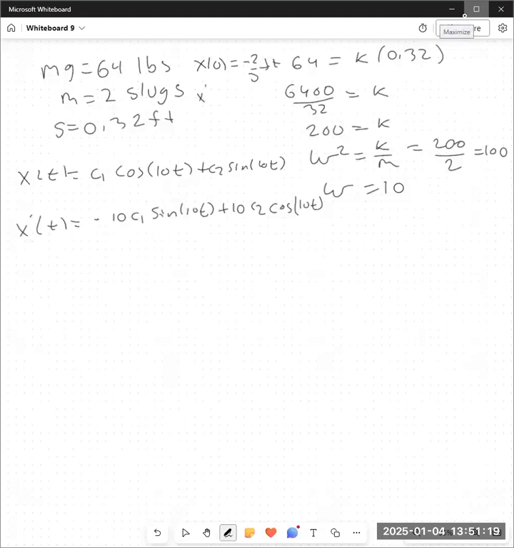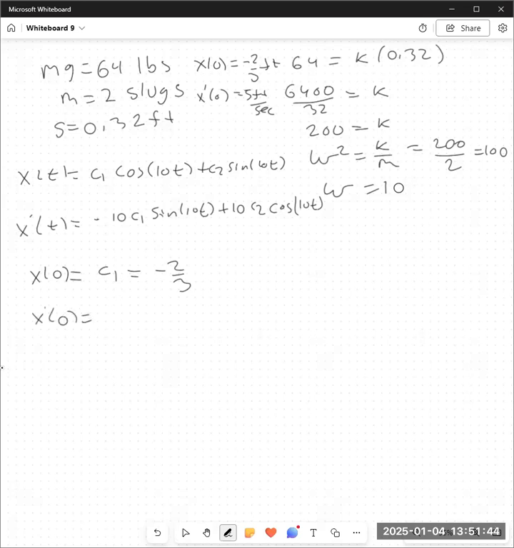So x prime of 0, downward velocity of 5 feet per second. I don't need to change that because it's already in feet per second. So x of 0 is equal to c1, which is going to be negative 2/3. X prime of 0 is going to be 10 c2, which is equal to 5. And so c2 is going to be 1/2.